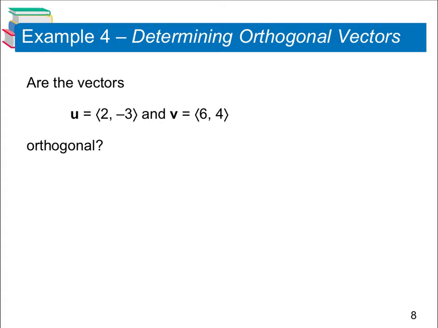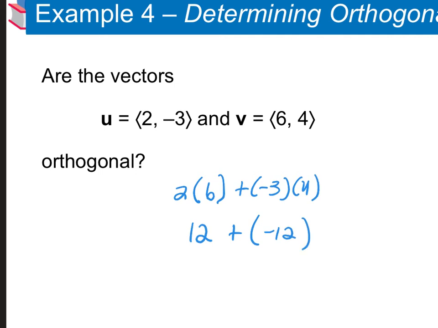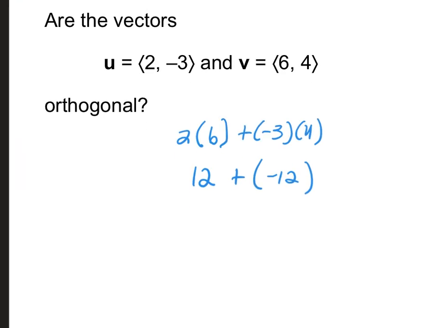Everybody okay? Are these vectors orthogonal? On your test, if I give you a problem like this and you just write yes or no, I'm going to put a big fat X on it. You guys have to show me. How do you show me that they're orthogonal? We do the dot product. So it's 2 times 6 plus -3 times 4. What is 2 times 6? 12. Plus, what's -3 times 4? -12. What's positive 12 and negative 12? 0. Now you can say yes.